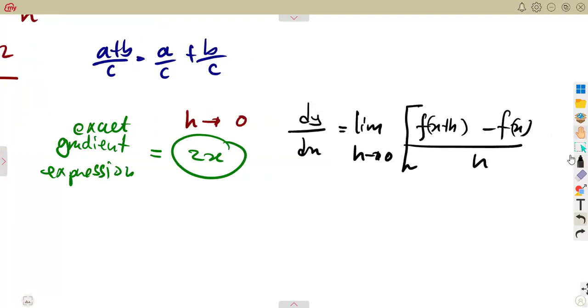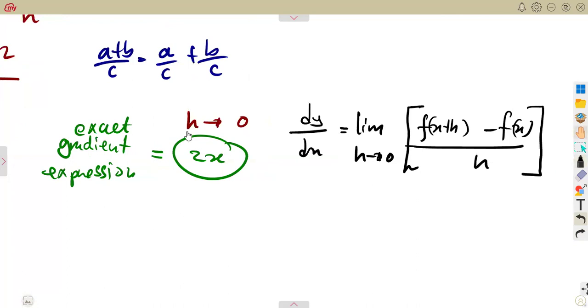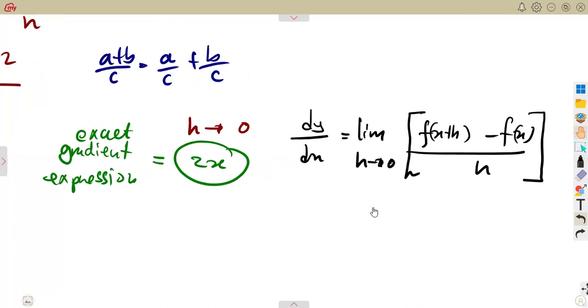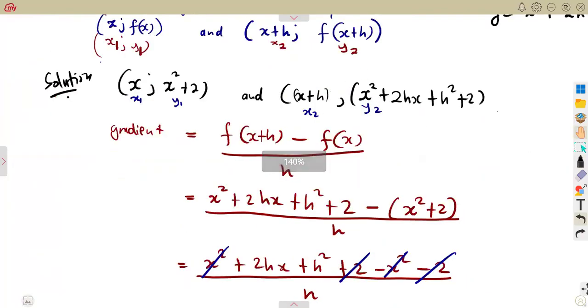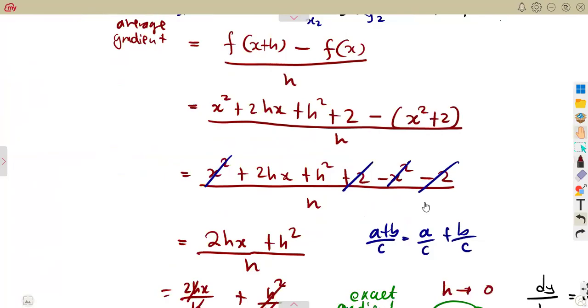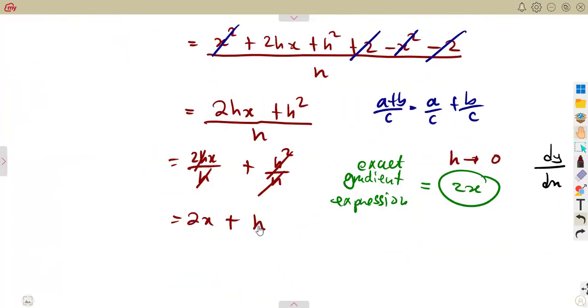So here we just applied this formula in disguise. We applied the same formula. The average gradient is taken as f(x plus h) minus f(x) over h. You substitute, like I said before, then you obtain this in terms of x and h. Then to obtain the exact gradient, we limit h to 0, where you obtain 2x as the exact gradient expression, or the gradient term that you are given, not the exact value.